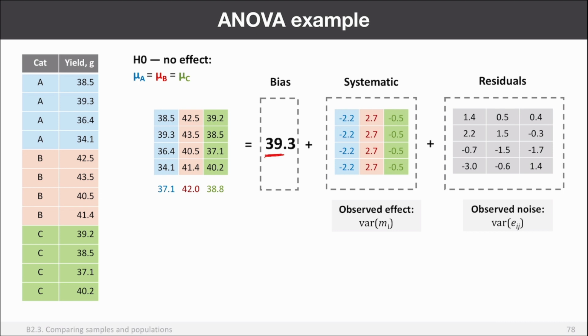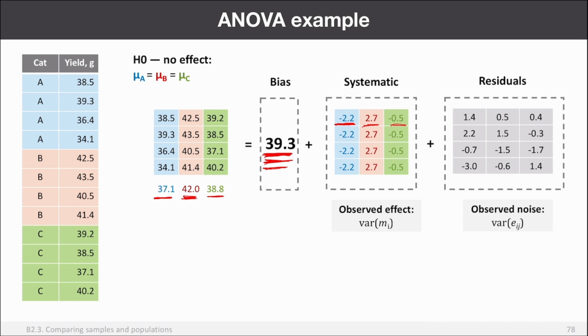So I had 39.3, and then you can see this is minus 2.2. How did I get this minus 2.2? It's exactly, if you take 39.3 minus 2.2, what will you get? You will get 37.1, right? If you take 39.3 plus 2.7, you will get 42. And then if you take 39.3 minus 0.5, you will get 38.8. I just put this global big average in front of it.